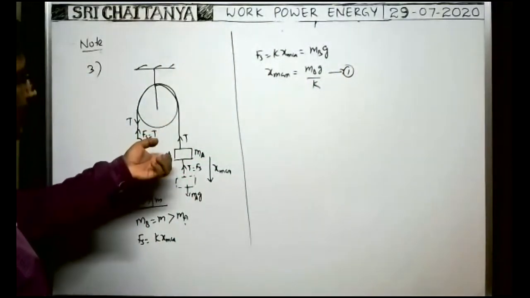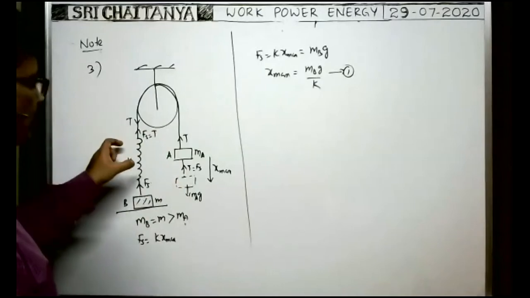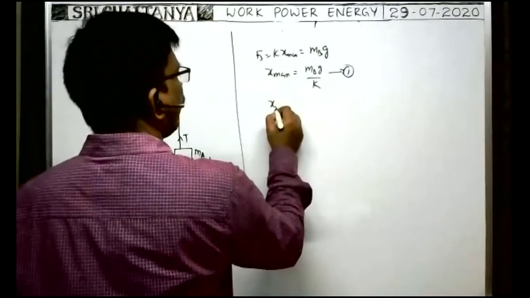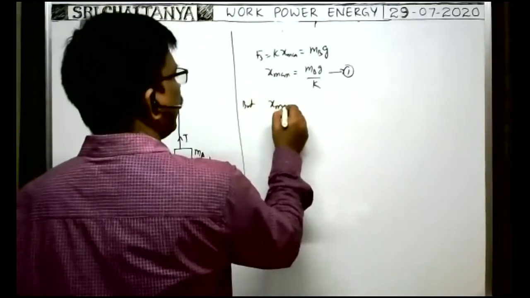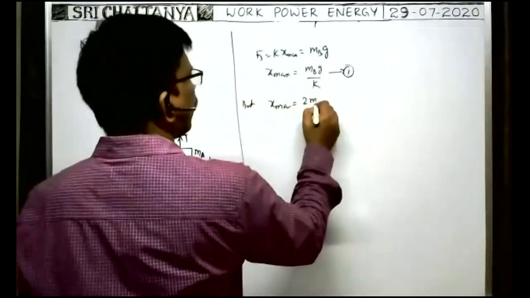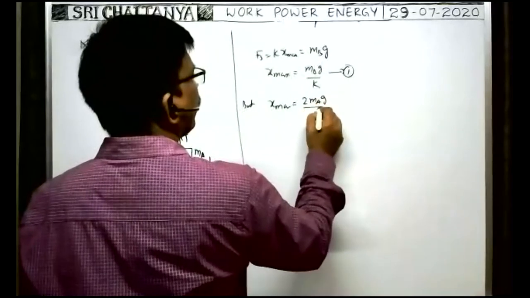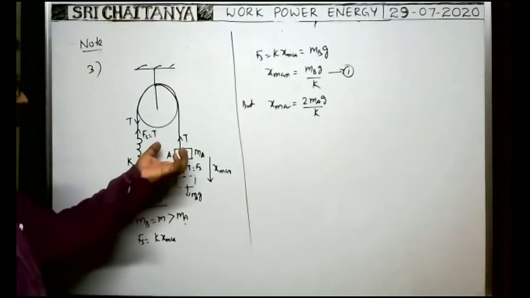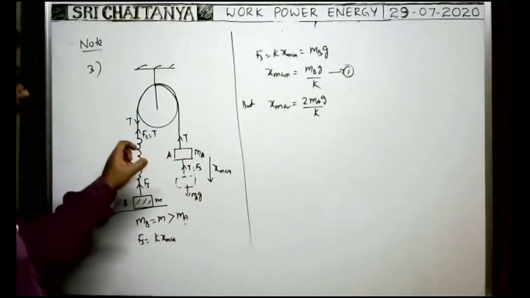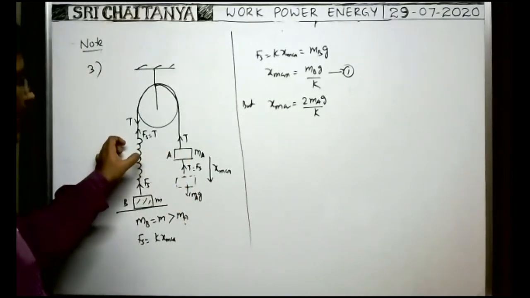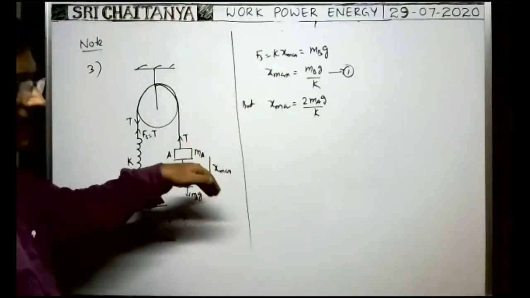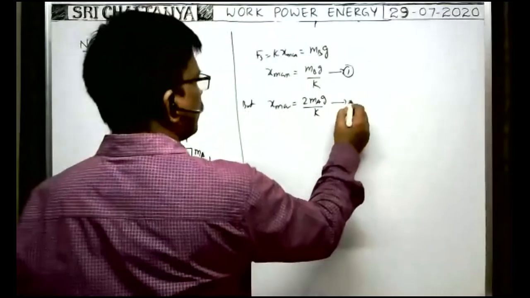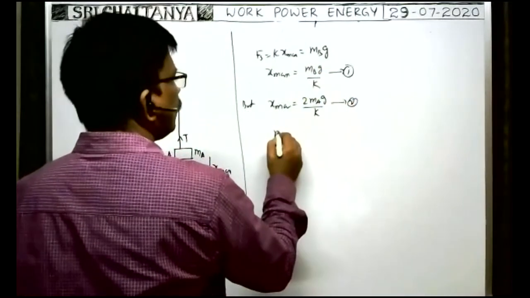Whenever the block is released suddenly, the extension of the spring is equal to how much? Tell me. Previously we have derived it. X max is equal to 2 Ma g by K. Whenever the block is released suddenly, the maximum extension of the spring is, as we already derived, 2 Ma g by K. Previously we have done this. That's why this is equal to 2 Ma g by K. This is equation 2.